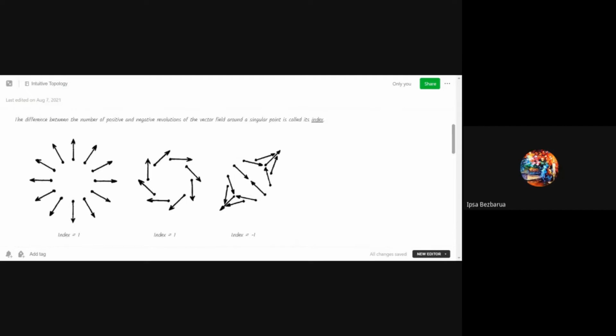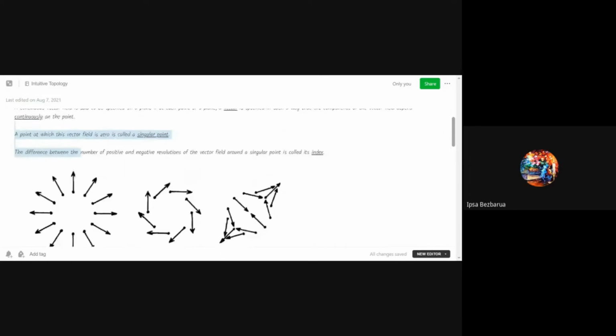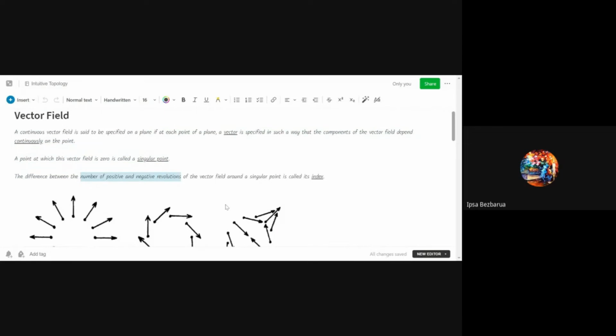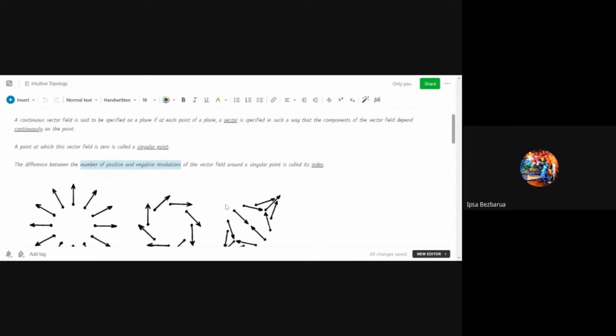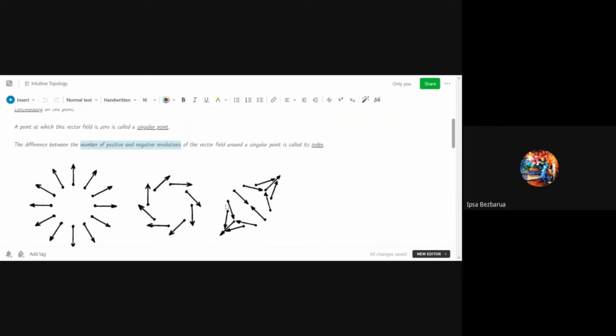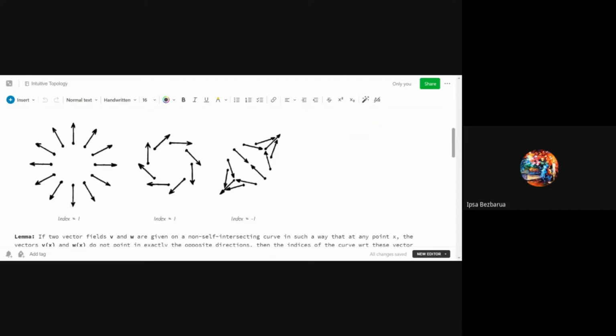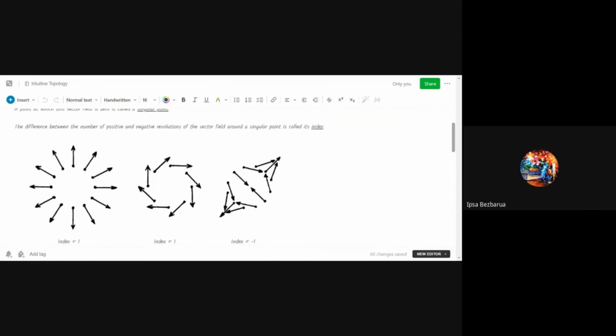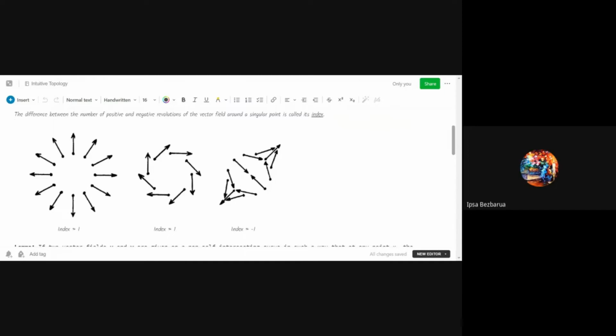And the next definition is very important. The difference between the number of positive and negative revolutions of the vector field around a singular point is called its index. So let's look at the three pictures below. The center of this circle is a singular point, which is why there is no vector here.